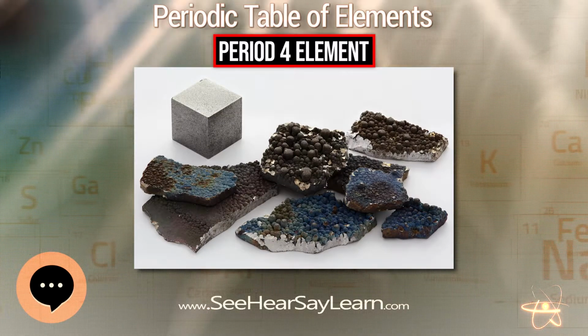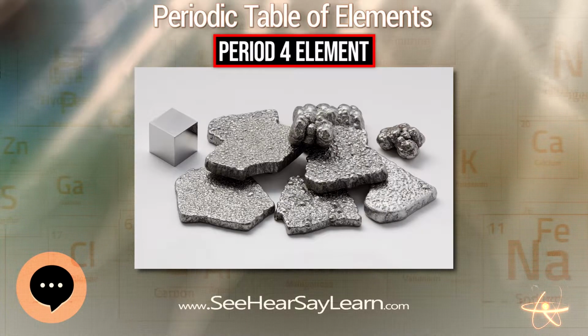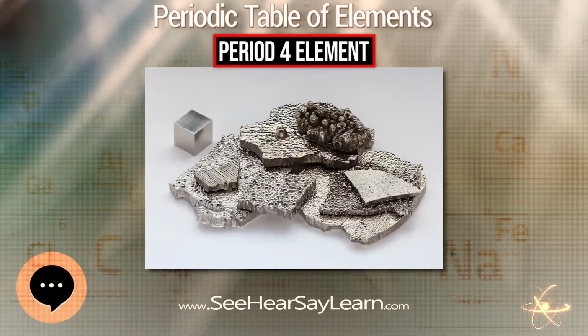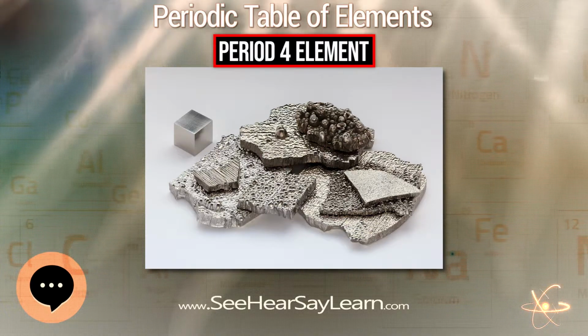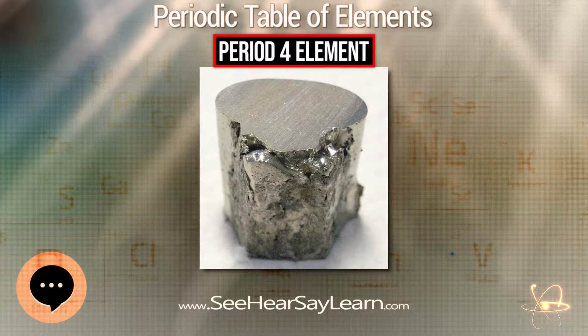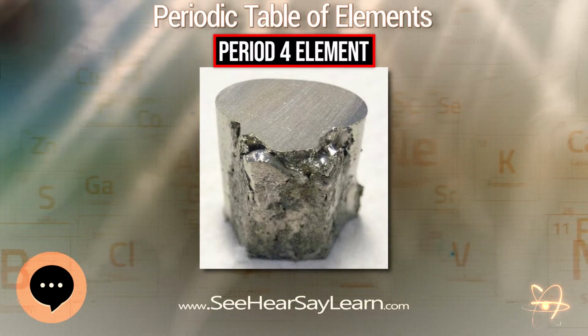It is soft enough to be cut with a knife, and it is the second least dense element. Potassium has a relatively low melting point. It will melt just by putting it under a small open flame. It also is less dense than water, and can, in turn, float.